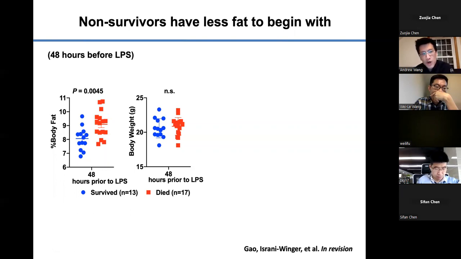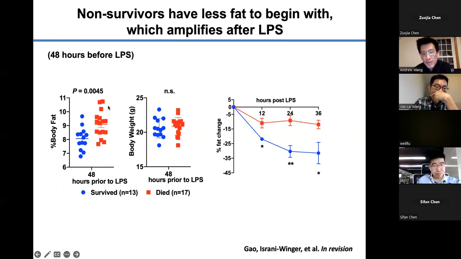This is just across the colony, right? And you could not see this by body weight alone. And so what we ended up hypothesizing was that this small change in body mass, fat mass in particular, after you hit them with LPS ended up getting amplified. And so that we could highly observe this.